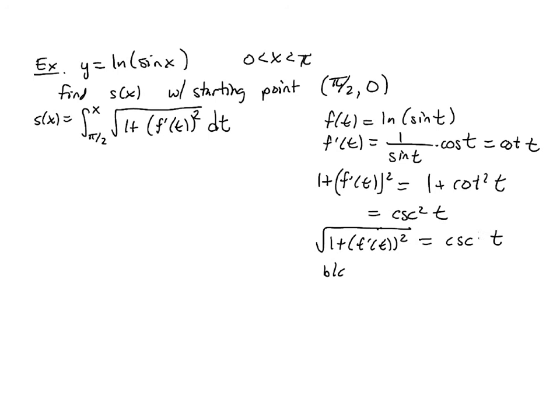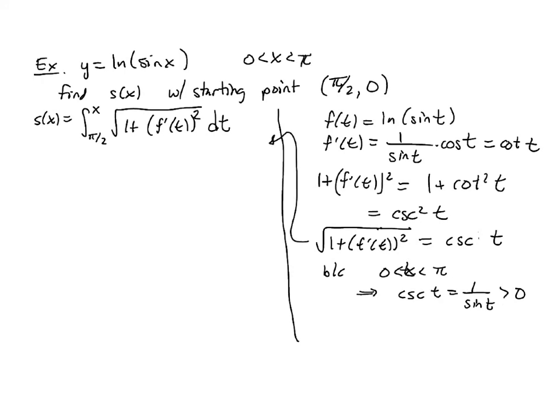And the reason that that doesn't involve a plus or minus is because of our restriction that x is between 0 and pi. That tells us that cosecant of t, that's 1 over sine t, is a positive number. So when I take the square root of it, I just get cosecant back. Now I'm going to take that expression for 1 plus f prime of t squared and put it into my integral.